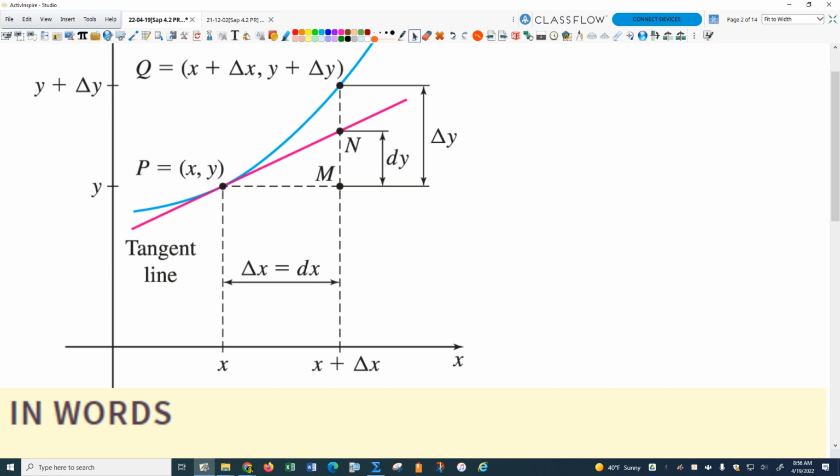The tangent to the curve is going to change by a different amount, but it's an approximate amount, right? And the whole point of this process is it's sometimes much easier to calculate how much the tangent line is changing than it is to calculate how much the curve is changing, okay?